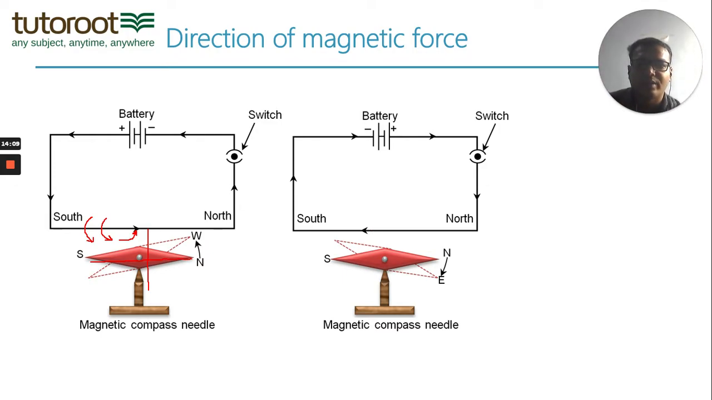So in this case it will go like this and come from beneath out of the page. From beneath the wire, when it's coming out, it comes out of the page, and hence you can see that the north pole of this compass tries to come in this direction.